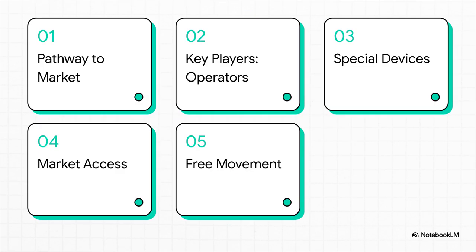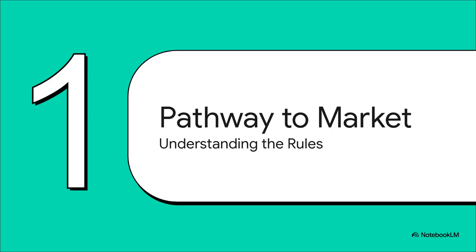First, we'll map out the basic pathway to the market. Then, and this is the big one, we'll meet the key players, the economic operators, and spell out exactly what their responsibilities are. We'll also touch on some special cases, cover the absolute must-have market access requirements, and then see how it all comes together to create that single, unified EU market. All right, let's dive right in.